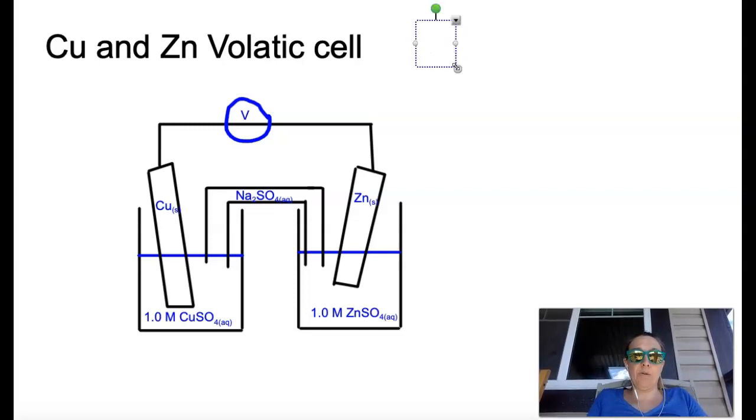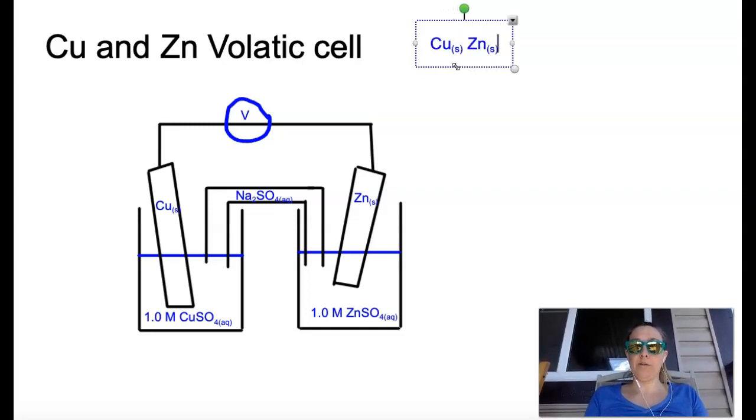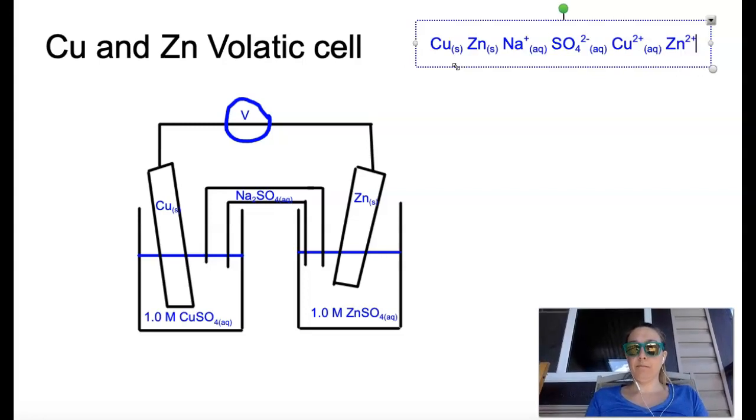So let's start generating our list. So we have copper solid, right? Because that's our one electrode. We have zinc solid, because that's our other electrode. Within our salt bridge, we have sodium ions. We also have sulfate ions. Okay, and then within one beaker, we have copper ions. I don't need to write the sulfate again, I've already written that. And then in the other beaker, I have zinc ions.